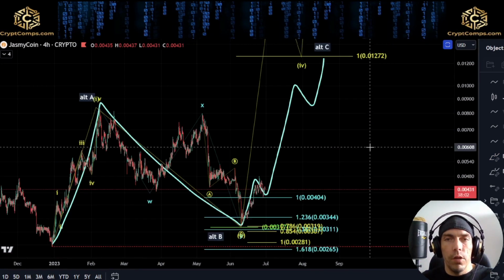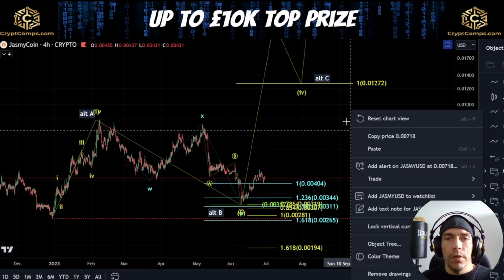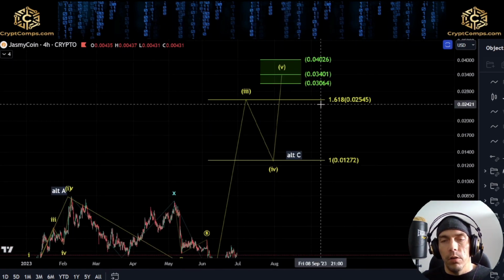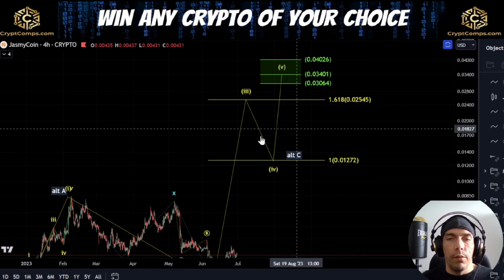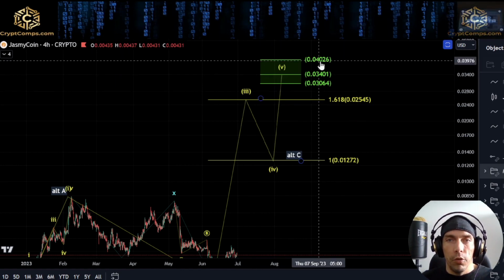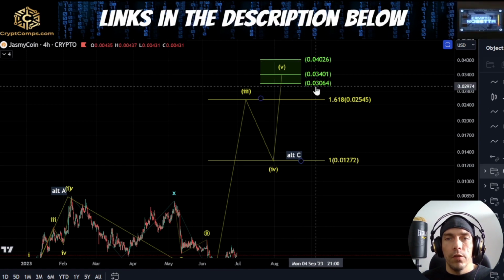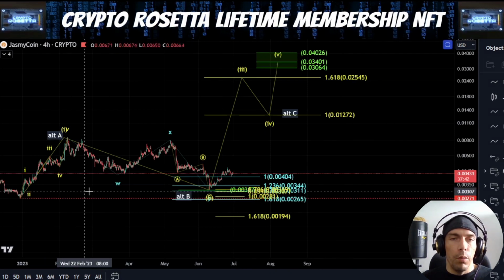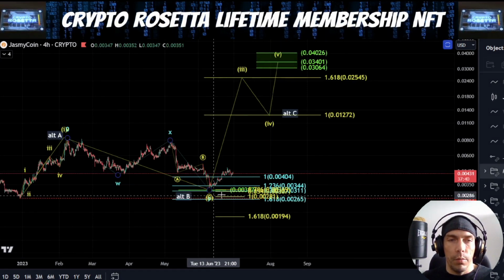1272 region. Or alternatively, if this does develop in a bigger way here, we could see this third wave target looking to be tested towards this 25.45 level before looking for a fourth and a fifth again here, looking to push up towards this 4026 to this 3064 region. So that would be looking for the more bullish case here, looking for a breakout from these lows.